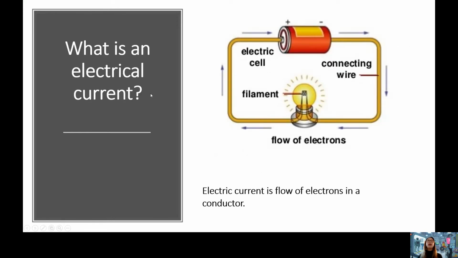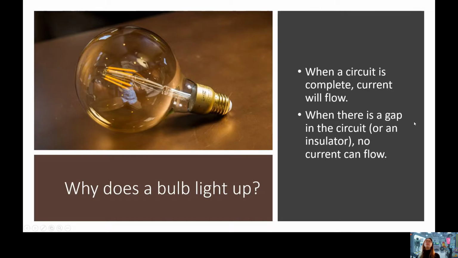What is an electrical current? Electric current is the flow of electrons in a conductor. We know that wires are metal and are therefore conductors. And so electric current is the flow of electrons in a conductor. So electrons are flowing through it. You can see the arrows. It's almost like a river going through the wire, a river of electrons flowing through it.